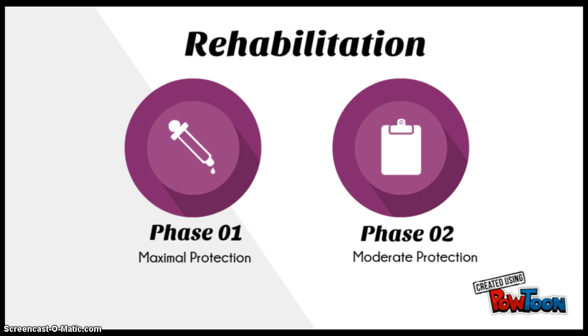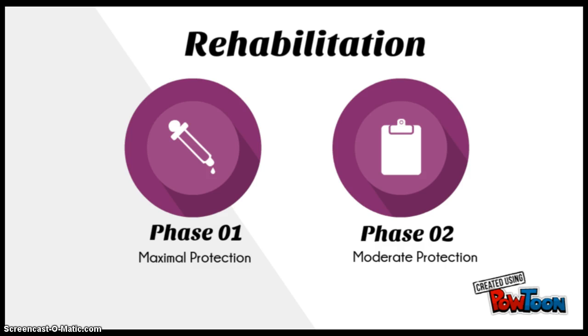There will be 4 phases to full recovery. In phase 1, which is maximal protection, your arm will be in a sling and you will need an assistant to complete daily tasks, such as bathing. Physical therapists will teach you strengthening exercises to reduce pain and use cold compression or electric stimulation to relieve pain.